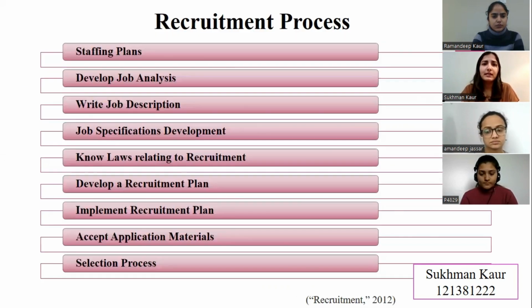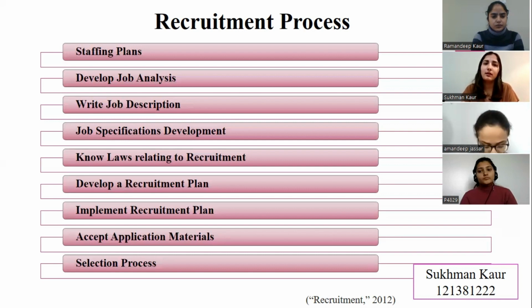Then recruitment plan creates a plan for attracting and selecting candidates, which may involve advertising, recruiting from within, or using a recruitment agency. Then the plan is executed by implementing advertising and recruiting efforts. After this, applications are received and reviewed from potential candidates. The final stage, the selection process, involves assessing candidates through screening, interviews, and evaluations to identify the most suitable candidate for the job position. By following these steps, organizations can ensure they are recruiting the best candidates while complying with relevant laws and regulations.